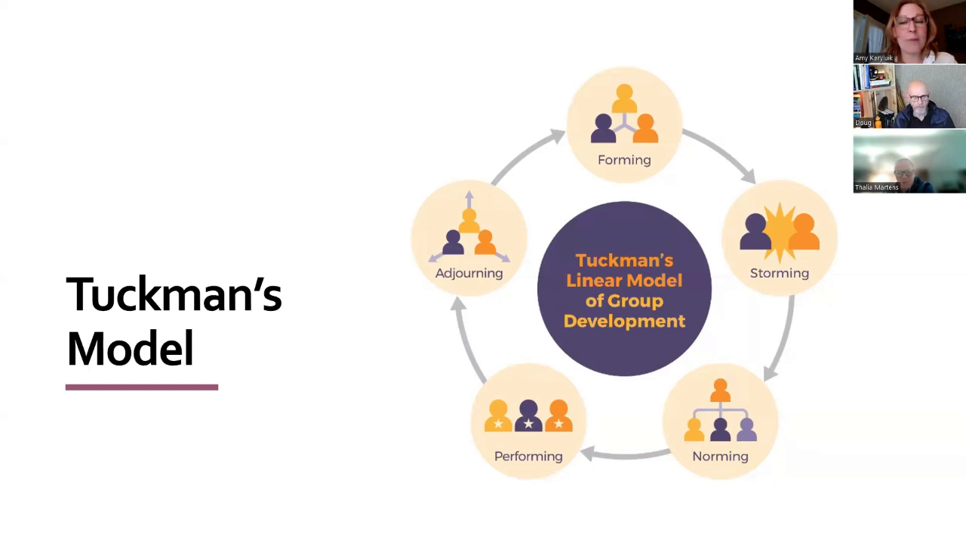Known as the forming, storming, norming, and performing model, or the Tuckman model, or Tuckman's model, it outlines the four stages that groups and teams go through during their existence. Some may tack on the adjourning stage as a fifth stage at the end, which is part of Tuckman's model. It's just a later addition, and I'll talk a little bit about that a little bit later on.